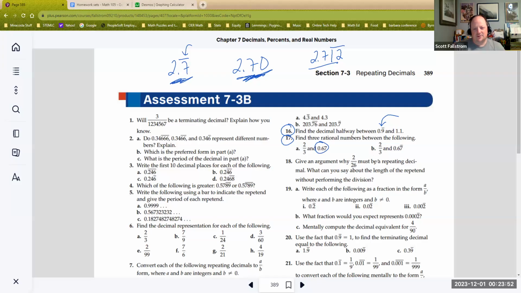Give an argument why 2 over 26 must be a repeating decimal. What can you say about the length of the repetend without performing the division? Well, remember, repeating or non-repeating, you have to have simplest form for your fraction. You cannot do this if your fraction is not in simplest form.